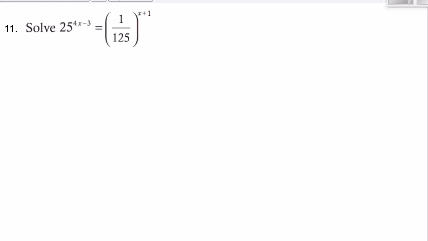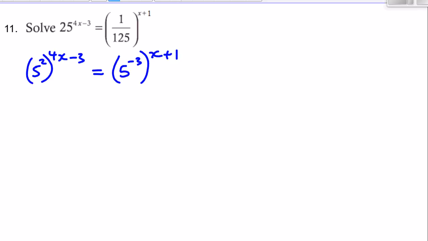Okay, this is the final question. Solve for x. Now what we are going to do here is express each of these as a power of 5. So on the left hand side we'll have 5 to the power 2 to the power 4x minus 3. On the right hand side we'll have 5 to the power negative 3 to the power x plus 1. On the left hand side we'll have 5 to the power 2 multiplied by, so that will be 8x minus 6, will be equal to 5 to the power negative 3x minus 3.